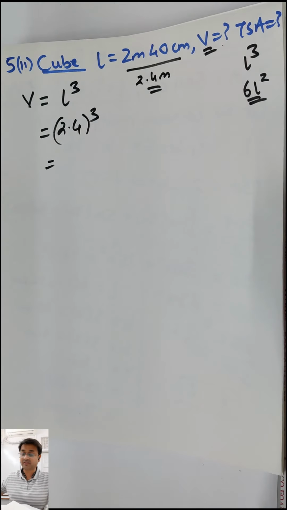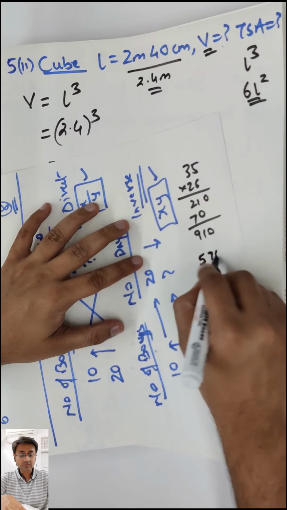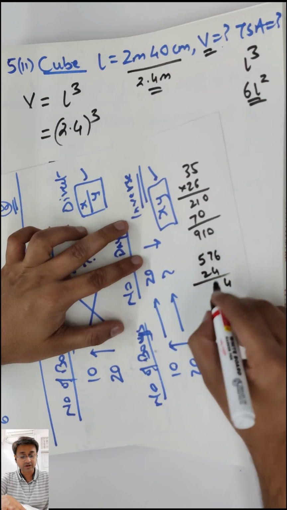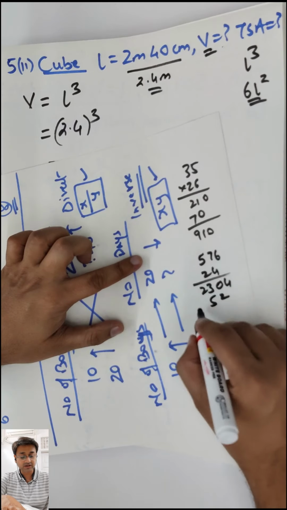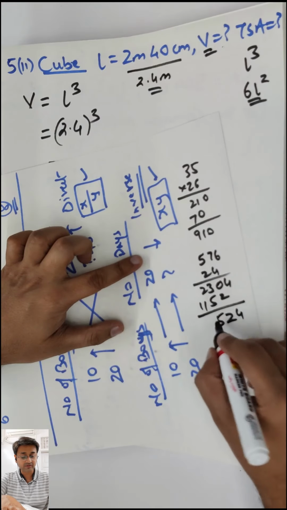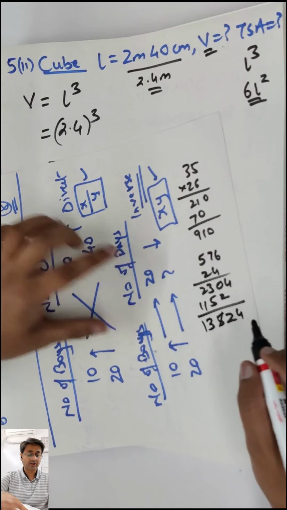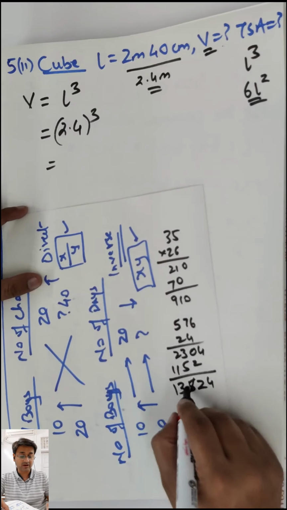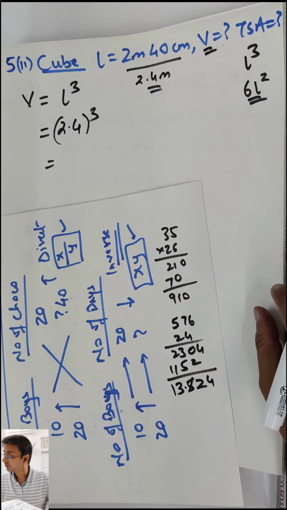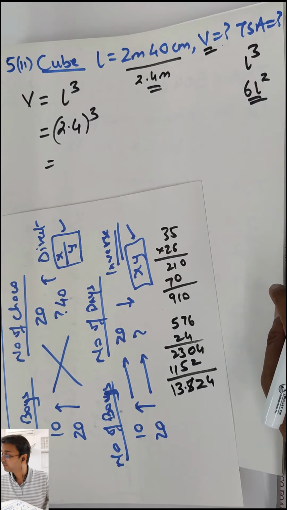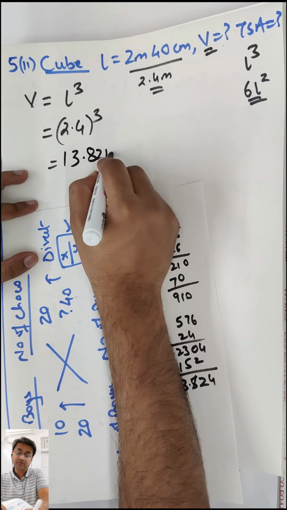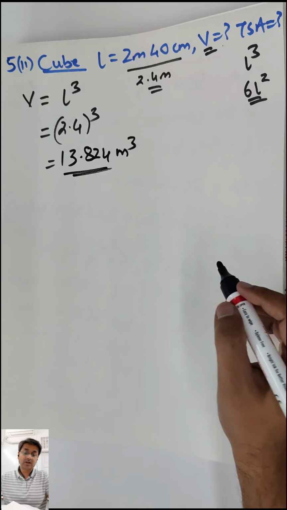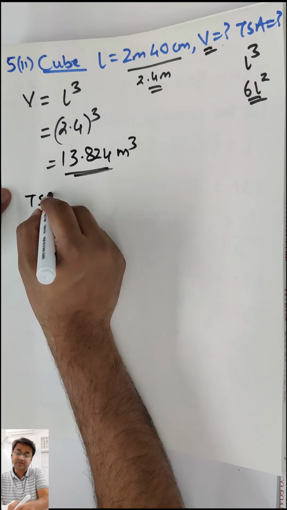So basically 576 into 24. Lot of calculations. 6 4s are 24, 28, 30, 23. 12, 14, 15, 10 and 1, 11. So 4, 2, 5, sorry, 8, 3, 1. So I get 13824. 3 decimals you'll have to put. So 13.824 is what I have got. Am I correct? 13.824 is 5 part 2. And it's correct. 13.824 meter cube.